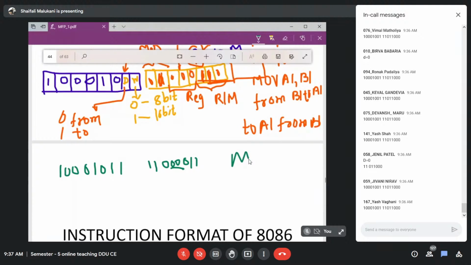MOV [SI], CL. It is a register to memory transfer. What will be that?